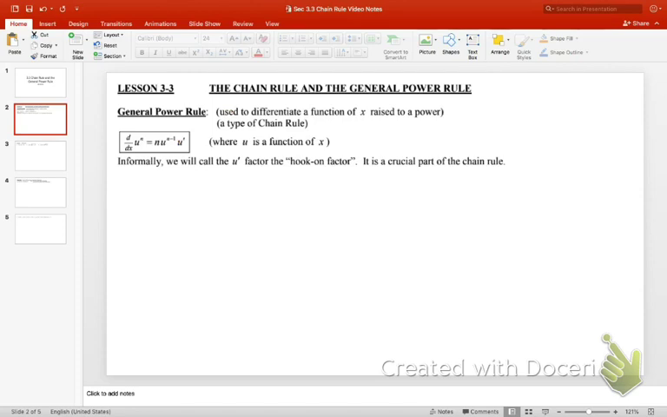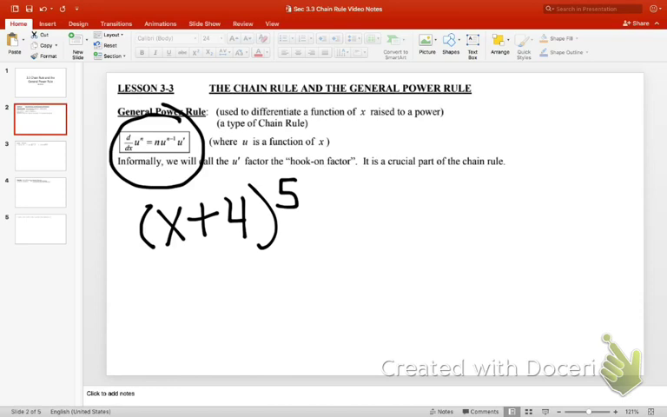The general power rule is essentially going to be used when we have anything else other than just a plain old x raised to a power. The shortcut way to write this is n u to the n minus 1 u prime. So this would be something more like (x plus 4) to the 5th. Do you see how this is more than just a plain old x raised to the power of 5? With this, we're going to apply the power rule to this function.